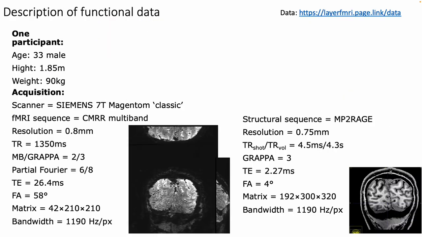The data set that we are going to work with is this data set. It's fairly standard and comparable to what Anna and Julia are doing. It's 0.8 millimeter, a visual cortex protocol. It's fairly high temporal resolution for layers. And it also comes along with a whole brain MP2RAGE. And for ease of going through it tomorrow, I will also provide a roughly aligned structural scan on top of it.